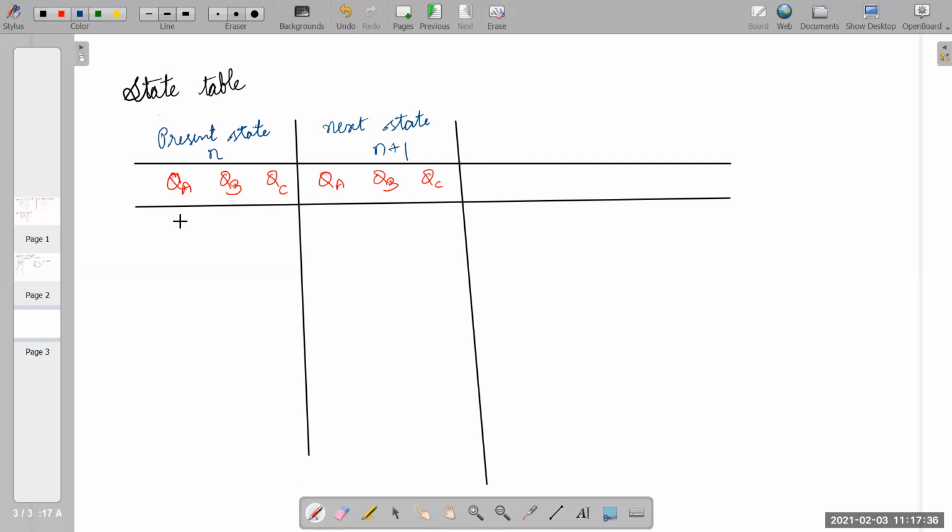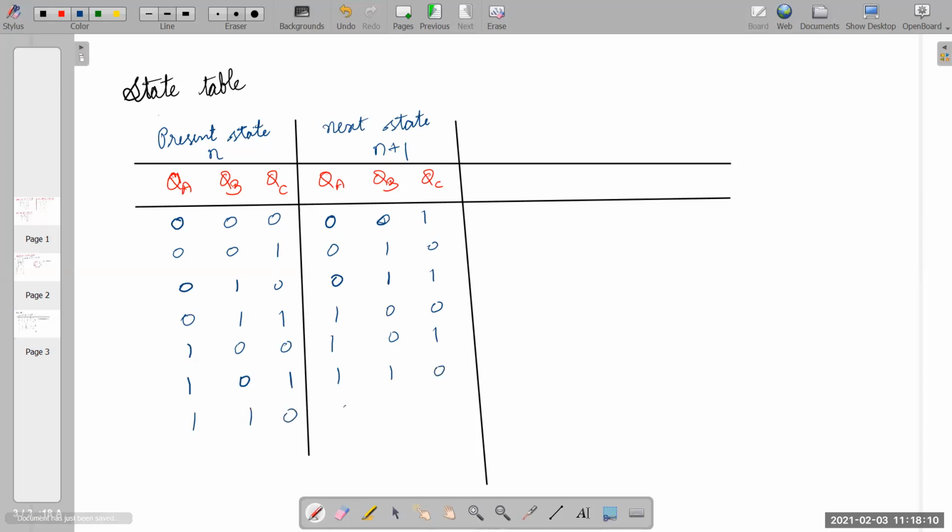Initially, what will be the values of the first present state? 0, 0, 0. If I give the clock pulse, what will be the next state? 0, 0, 1. Then if the present state is 1, next state is 2, which is 0, 1, 0. If the present state is 2, 0, 1, 0, the next state is 3. If the present state is 3, next state is 1, 0, 0, which is 4. If the present state is 4, next state is 1, 0, 1, which is 5. If the present state is 5, next state is 6, 1, 1, 0. If the present state is 6, next state is 7. If the present state is 7, next state is back to 0.